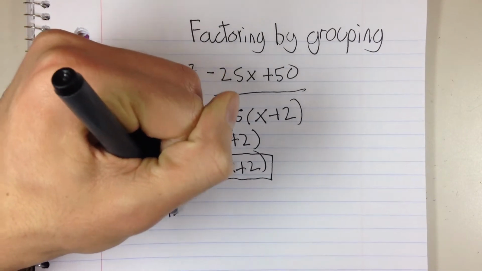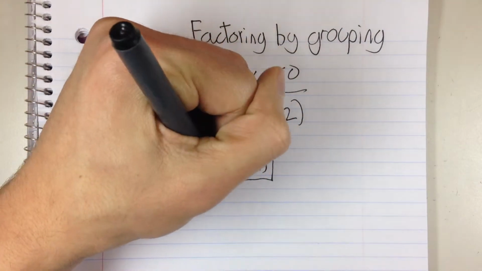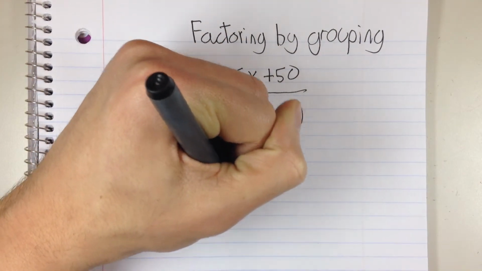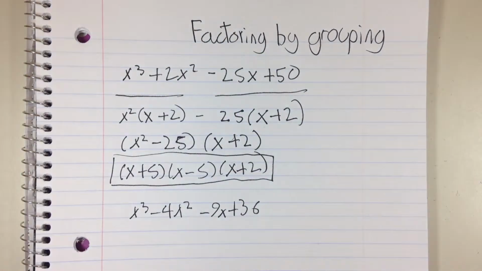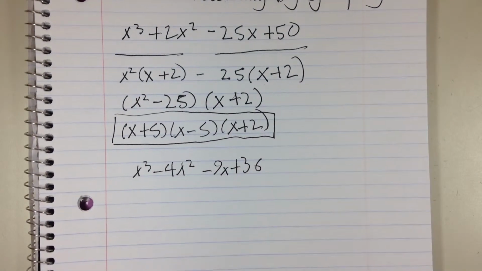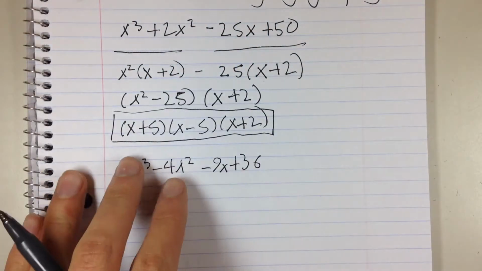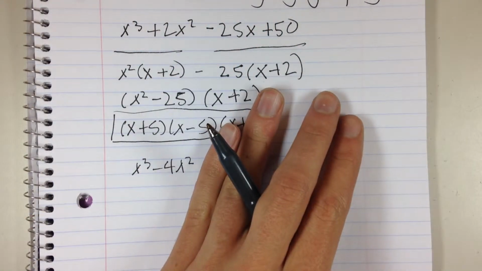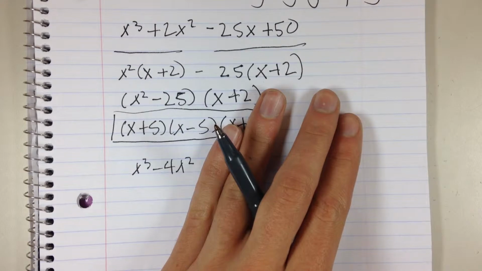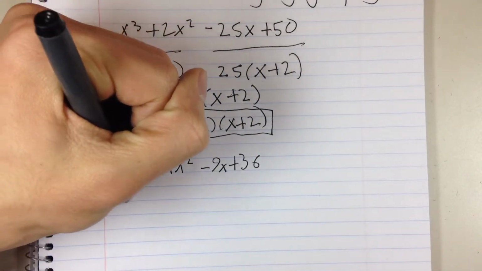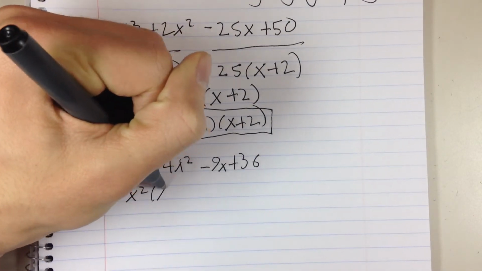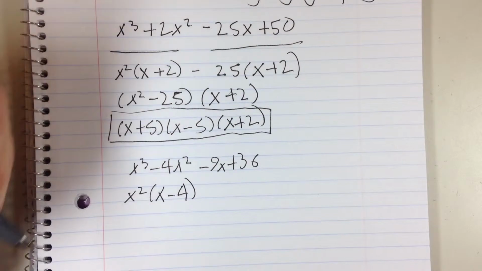x cubed minus 4x squared minus 9x plus 36. The principle is the same here. So we can divide the problem into two parts. And we're going to look at the first part, x cubed minus 4x squared. What can we factor out? Well, we can factor out an x squared, and we're left with x minus 4.